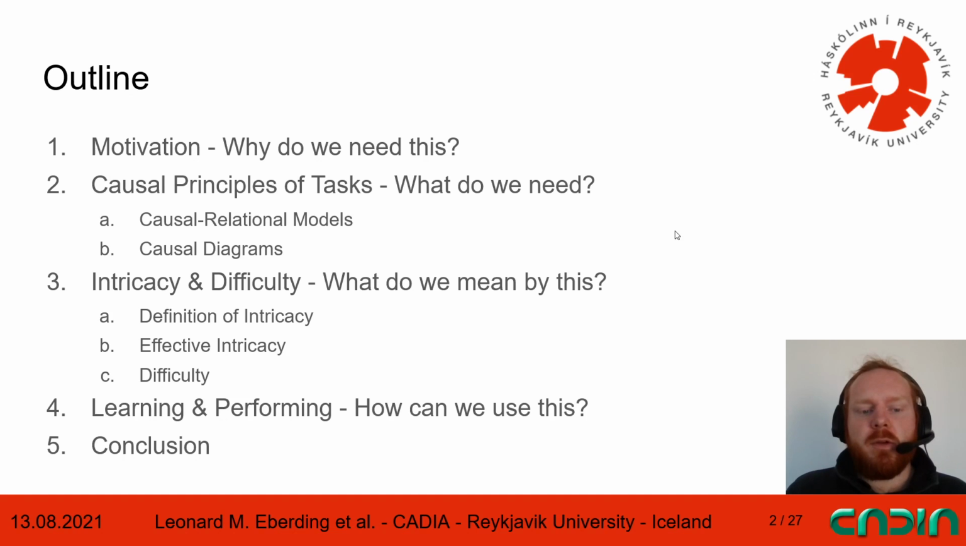Then I move on to the intricacy and difficulty definition, which is split into three different parts. One is the definition of intricacy, then we come to the effective intricacy, which includes the agent itself, and then the difficulty of tasks for a certain agent. Then we will talk a short while about learning and performing. So what does all of this mean? How can we use this for us in the AI or AGI research community? Before then, in the end, I will conclude on this talk.